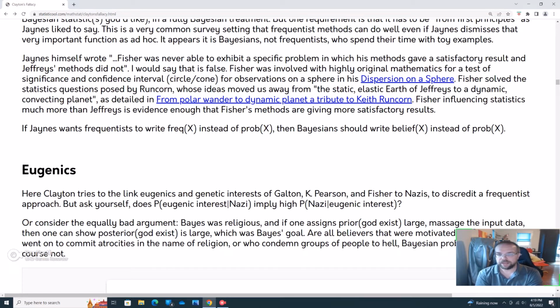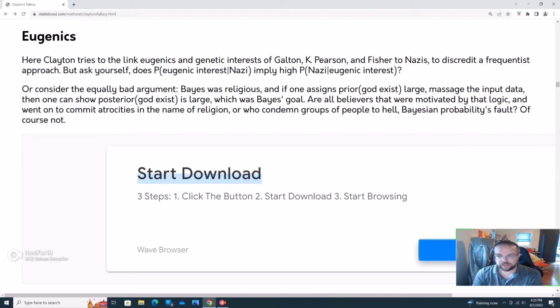But I think just Fisher influencing generations of statisticians with experimental design, analysis of variance, all of his genetics work, the modern synthesis and all that, is more than enough to show that Fisher's methods were, I don't know, are or were, more satisfactory. And I have here that if Jaynes wants frequentists to write freq x instead of probability of x, then Bayesians should write belief of x instead of probability of x. Or probability of x given beliefs or something of that nature. Chance of x, uncertainty of x.